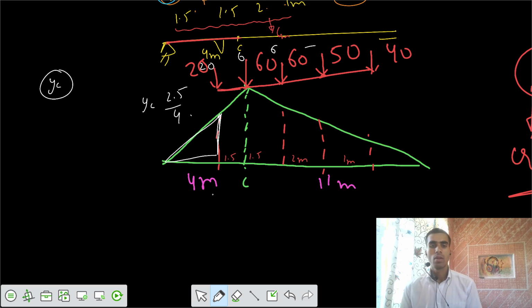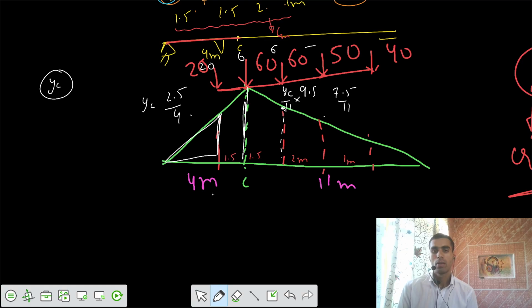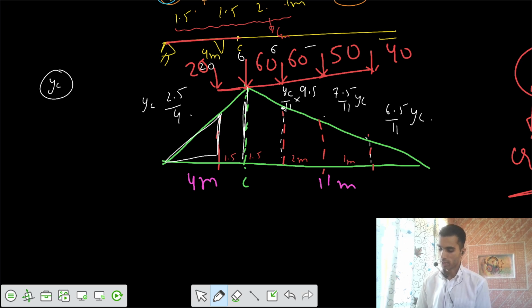YC was for this 4 meter, but I need it for 2.5 meter. And this ordinate was YC for the length of 11, but I need it for 11 minus 1.5, that is 9.5, and this one would be 9.5 minus 2, so 7.5 by 11 YC, and this one would be 6.5 by 11 YC. So we have these ordinates.